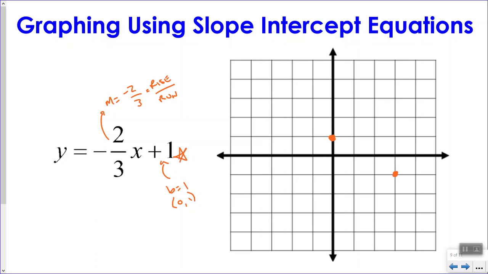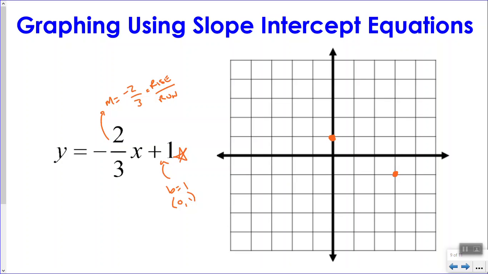So we start at 1, and now I use my slope to plot the rest of the points. My numerator is my rise, so my numerator is -2, which means I go down 2, and then I run 3 points to the right. I go down 2, and since I run out of room, I don't have to plot the point down here.